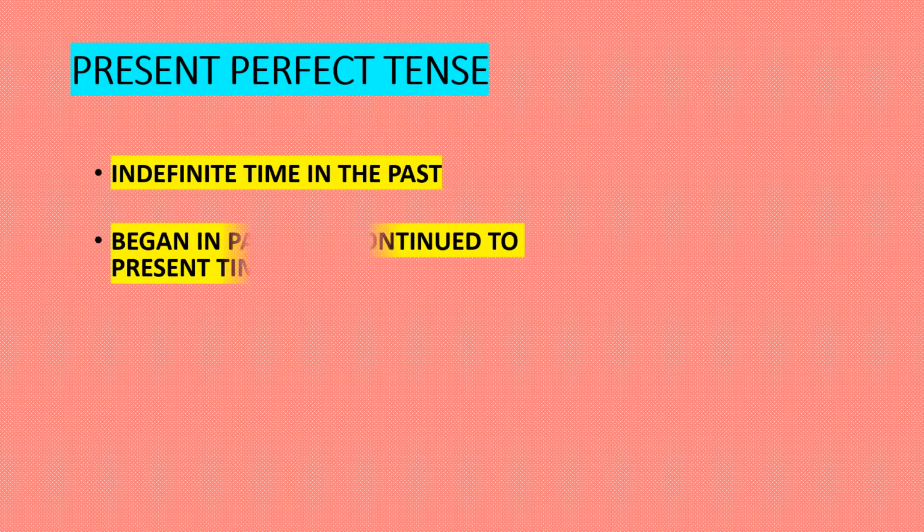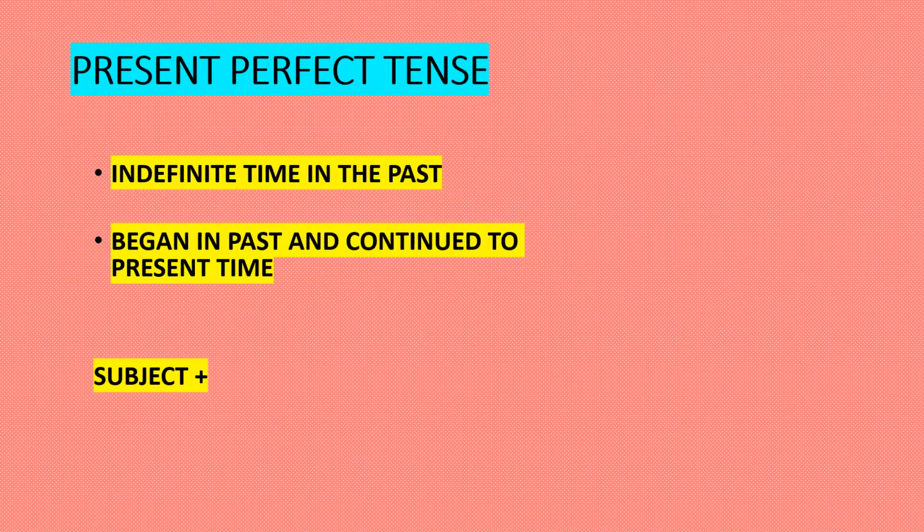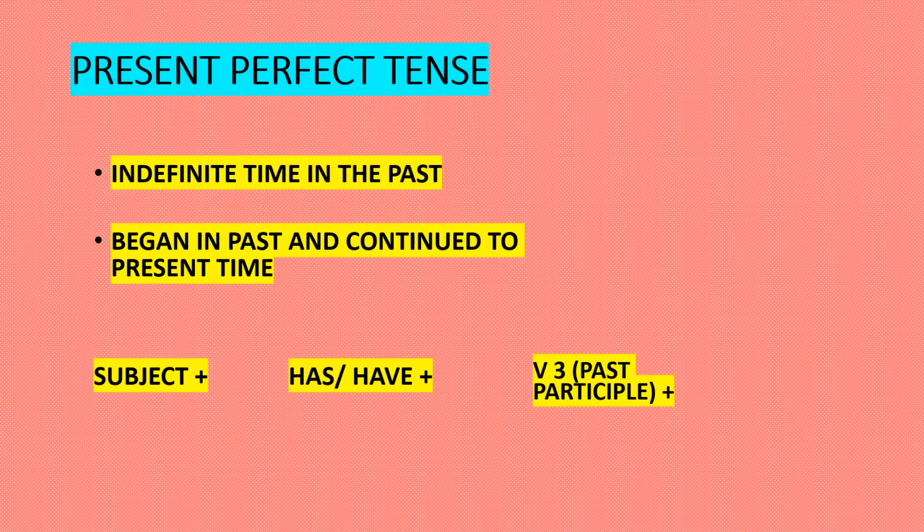Beginning with the present perfect tense, the present perfect tense refers to an action or state that either occurred at an indefinite time in the past or began in the past and continued to the present time. The formula is the subject followed by a helping verb has or have depending on the subject, followed by the action verb, which is the V3 this time, which is a past participle, and an object.